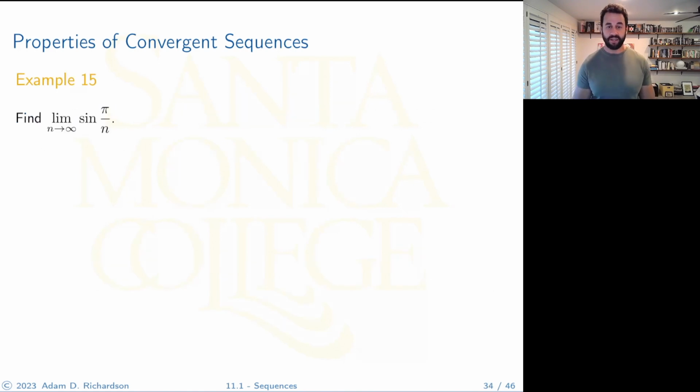So let's see here. All right. Try this one, for example. Think about how you would evaluate this limit and think about the theorem, or the definition, that we just looked at.